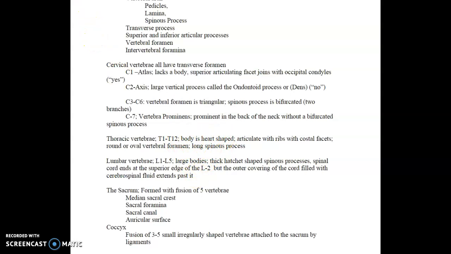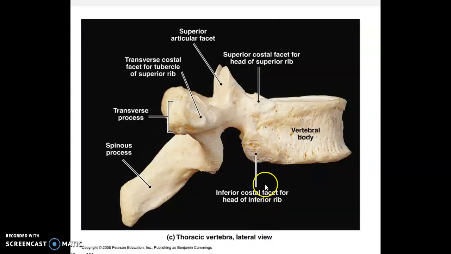So let's look at those characteristics. Okay, here is a facet where costal is referring to rib, where a rib would attach, and another rib would actually partially attach to this and probably attach to the one above this one. Okay, so again, rib attachments. The spinous process is long and narrow, pointing downward, giving it almost the appearance of a giraffe.